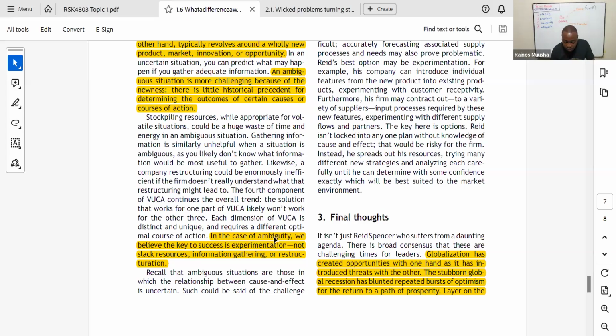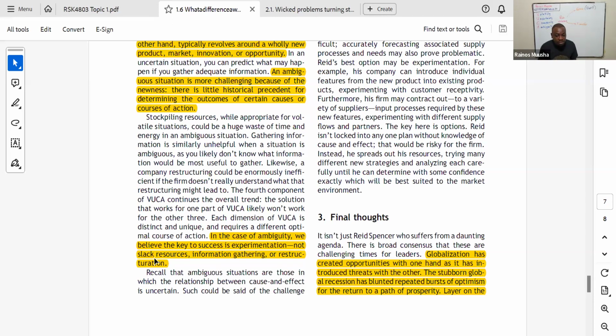So here they say, in the case of ambiguity, we believe the key to success is experimentation, not slack resources, information gathering, or restructuring. In this case, when you look at experimentation, this is where you look at a lot of research and development. A typical industry that is faced with a lot of ambiguity is the IT industry, because with IT, every now and again they are breaking ground and introducing to us new products.